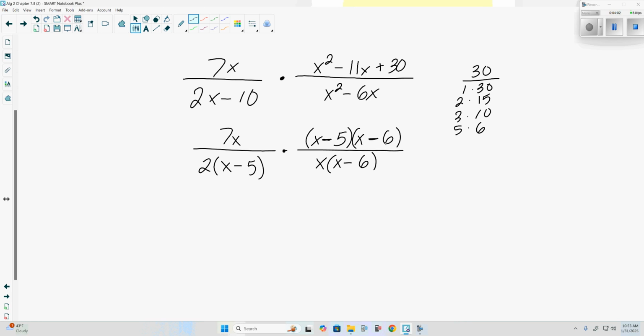Now, just like with multiplication, the denominator, the bottom of the fraction, does give us a hint because we do have x minus 5 and x minus 6, so there's a good chance those are the ones we need.